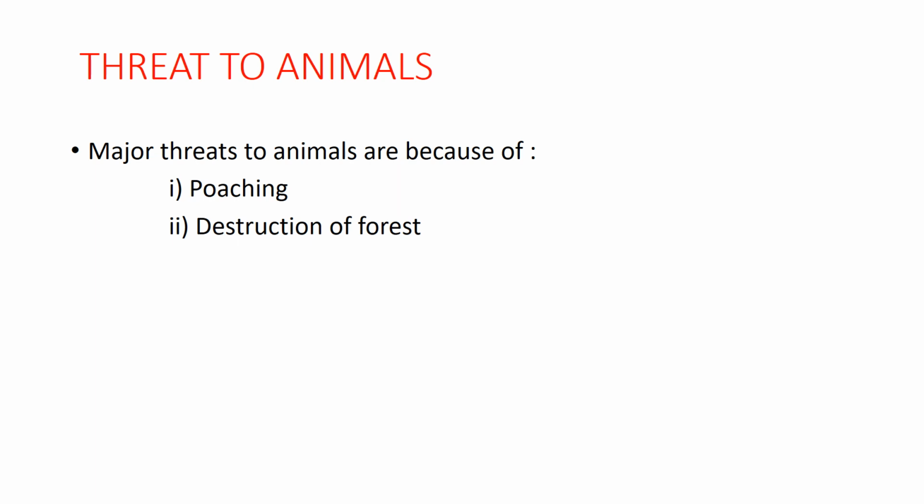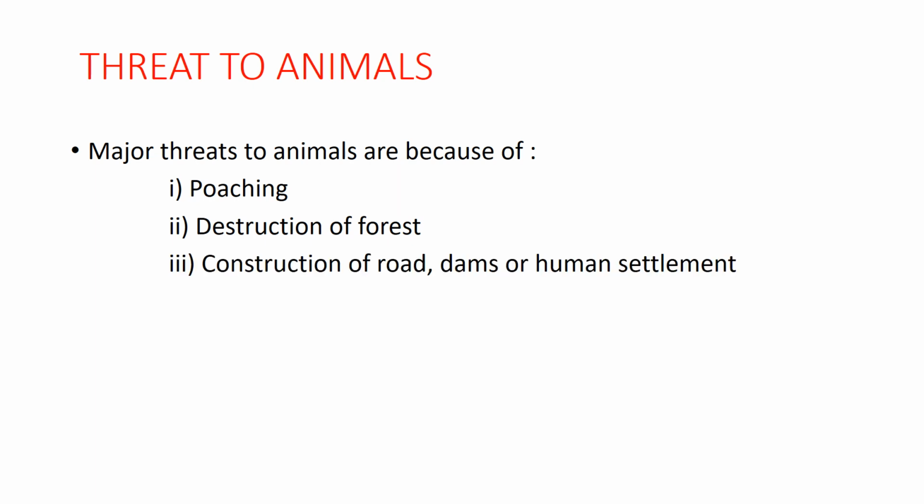Next is destruction of forest. Because of our selfishness, we destroy forest and we never think of animals, how it will be harmful or how it will impact the life of wild animals. Similarly, construction of roads, dams or human settlement in the forest or wildlife area is a big threat to animals. Forest fire is also a very important cause or threat to the animals.